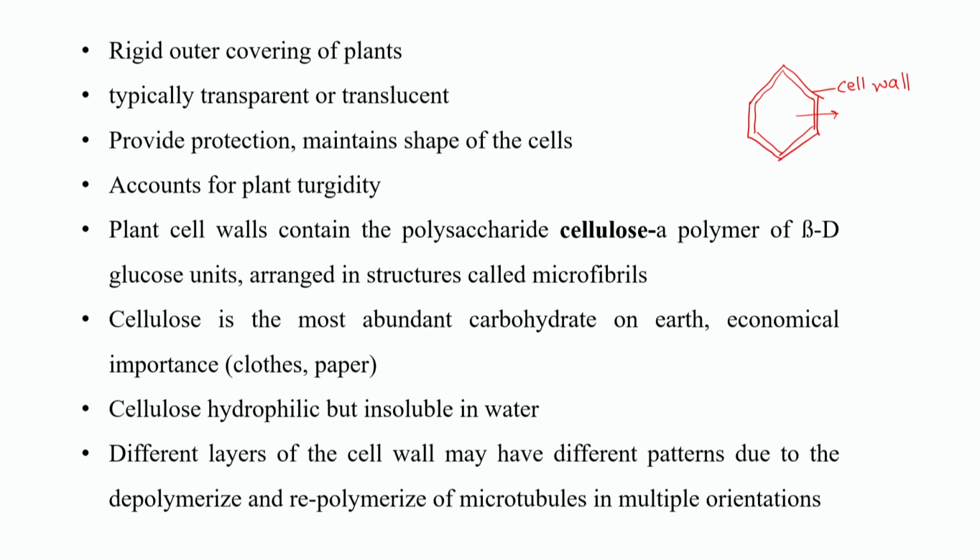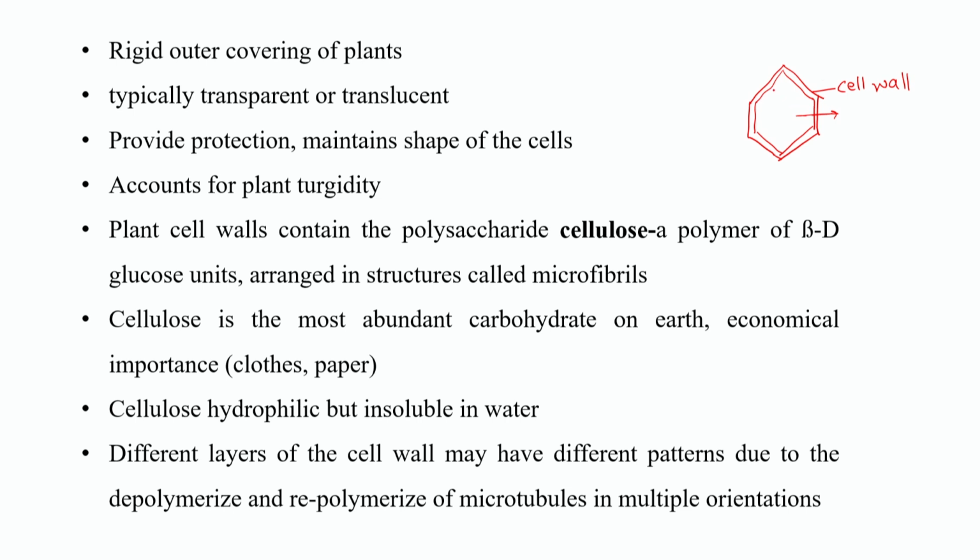colored pigment. The main purpose of the plant cell wall is to provide protection, to maintain the shape of the plant cell, and to account for plant turgidity. Now, the plant needs to be turgid. Turgidity is when the plant takes up water, it swells and becomes turgid, and that swollen condition is known as turgid.